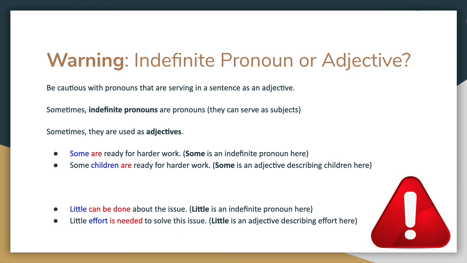You can apply that same standard to the next two examples. If you say little can be done about the issue, then little is an indefinite pronoun serving as the subject of the sentence, and your predicate is can be done. But if you put a noun right after that pronoun, it changes your pronoun into an adjective. If you say little effort is needed to solve this issue, then little becomes an adjective describing how much effort. And effort then is used as the subject of your sentence.